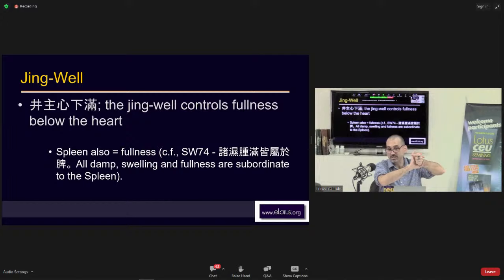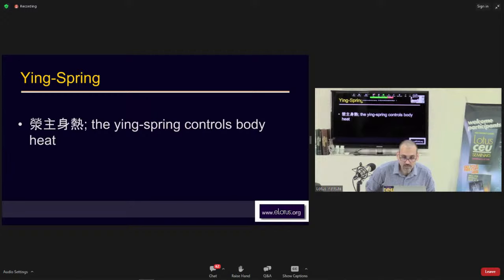Get it? So if this is something that's yin accumulation, then we need to break it up by using the most yang points available. That's the Jingwell points. Get it? That's Jingwell. The ying spring points are fire, and it says in the Nanjing, the ying spring points control body heat. This one is fairly straightforward, right? The spring points are the phase of fire.